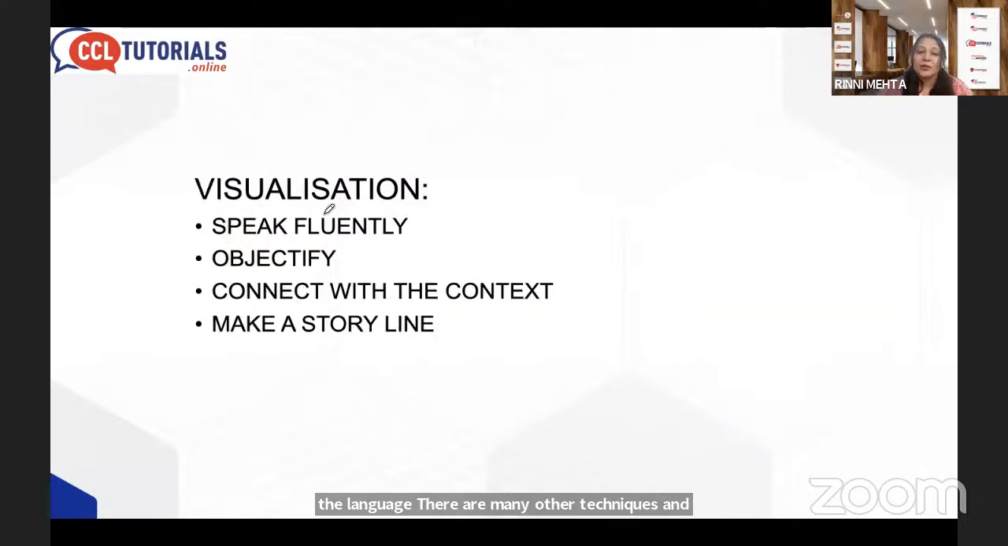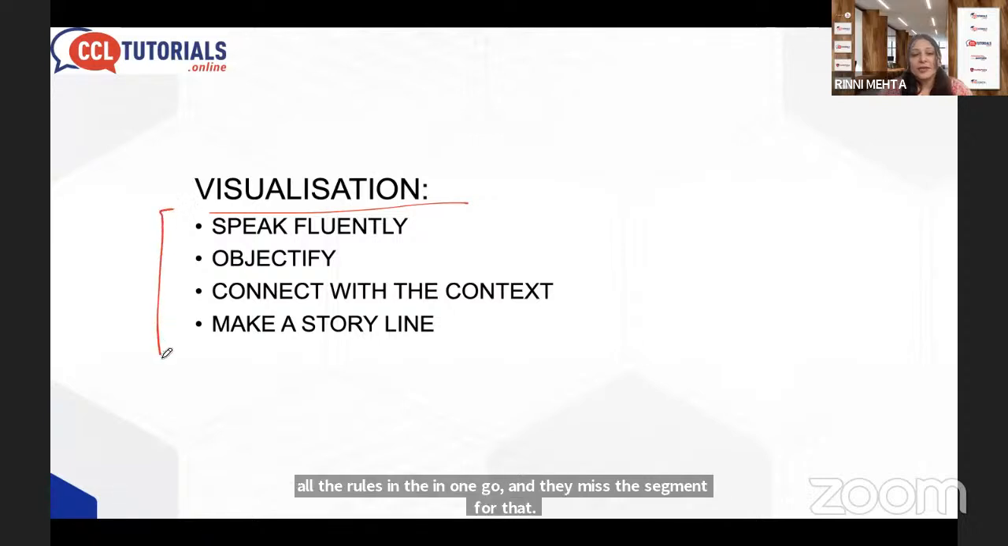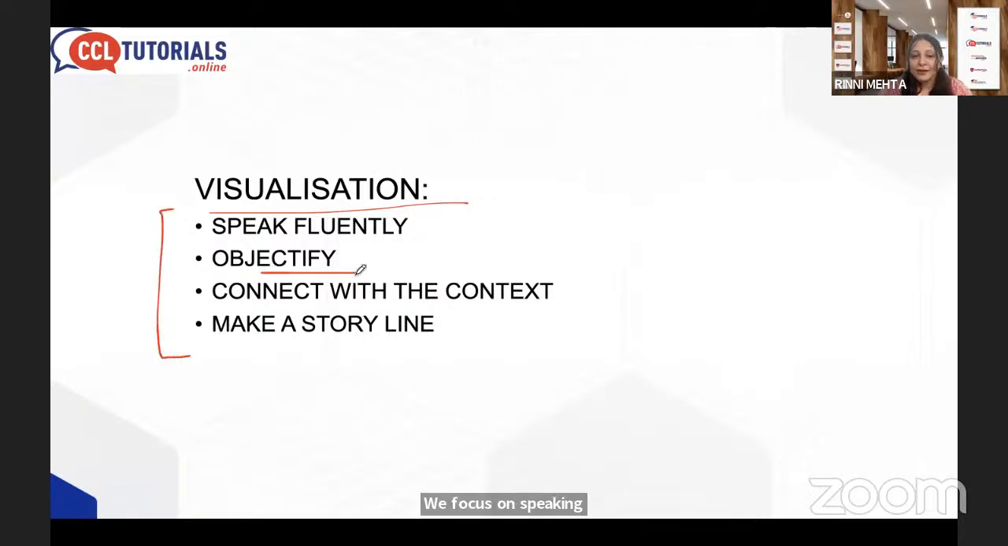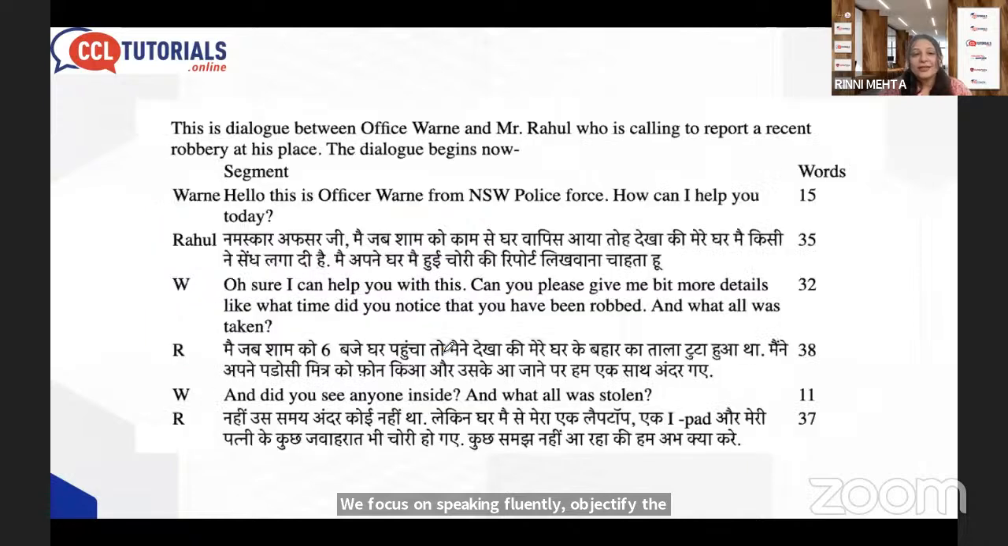Visualization also helps. Sometimes we don't do note making because some people cannot take all the notes in one go and they miss the segment. For that, we focus on speaking fluently, objectifying the question, connecting with the context, and making a storyline. So these are all the techniques.